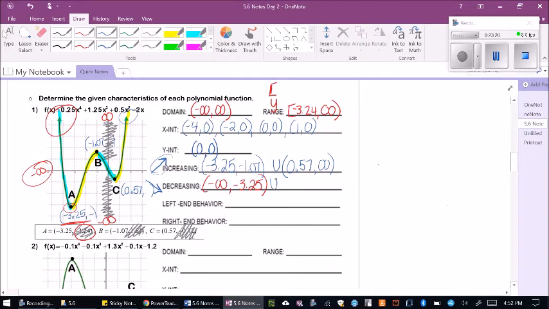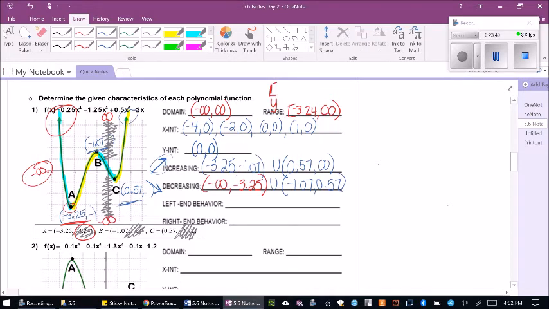Then I need to figure out from B to C what to do. So the x value for that is negative 1.07. And then keep going to C, and C is 0.57.